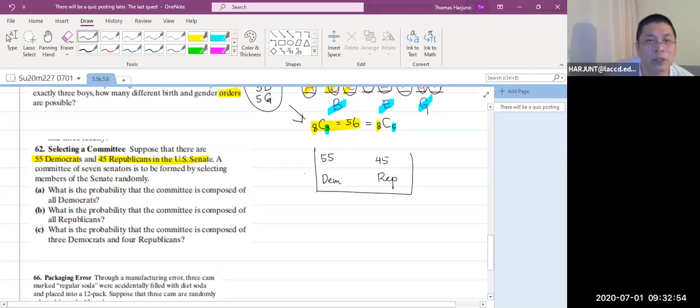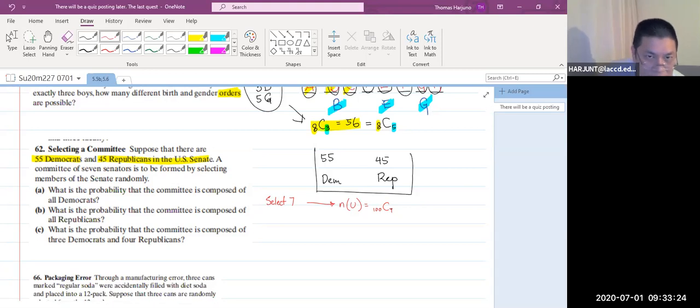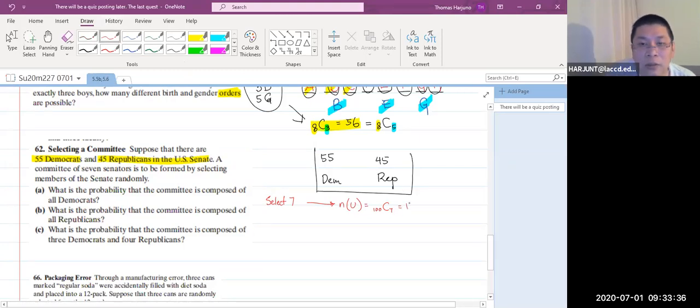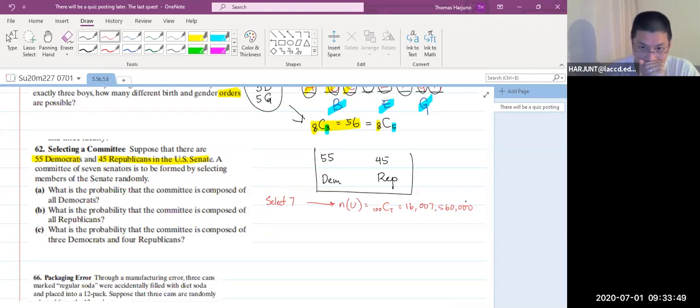Now we will select 7. Let's see, how many ways can we select 7 people from these 100 people? The number of selections will be 100 choose 7, right? There are 100 choose 7 ways to select 7 people from these 100. We computed exactly the same number earlier, and we got 16 billion something. So if we randomly select 7 people from these 100, there will be 16 billion something ways to make it happen.